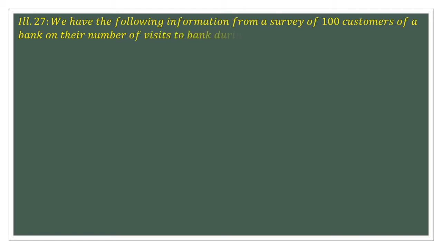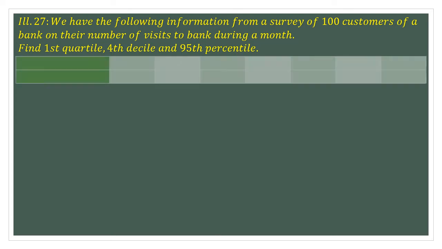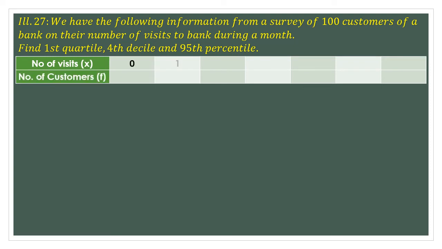We have the following information from a survey of 100 customers of a bank on their number of visits to the bank during a month. We are supposed to calculate the first quartile, fourth decile and 95th percentile. The data is represented using a table. Number of visits is X, number of customers is F. This is discrete data, that means 0, 1, 2, 3, 4, 5 and 6. The number of customers are 12, 22, 20, 40, 15, 6, 4 and 1.